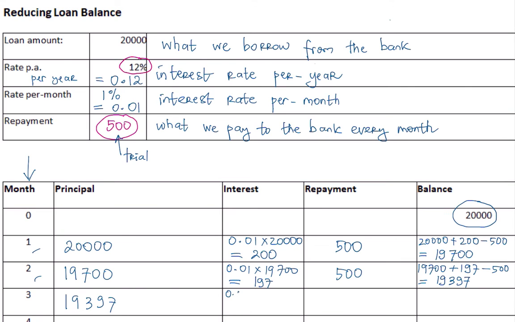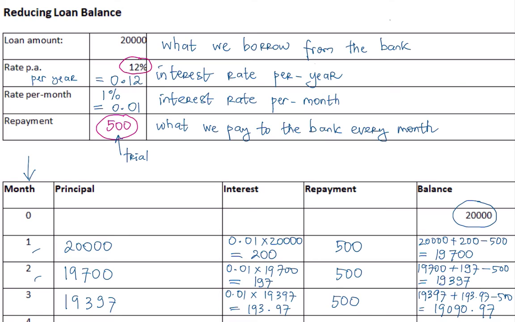And following the same process, that third month, your 1% is calculated on the 19,397, then you get 193 euros 97 cents, and you are paying your third installment to the bank, 500 euros again that third month. So in the end of the third month, your new loan balance is now 19,090 euros and 90 cents.